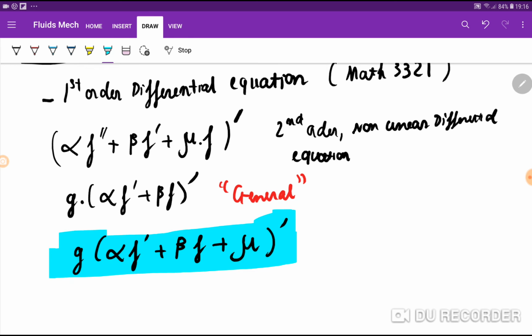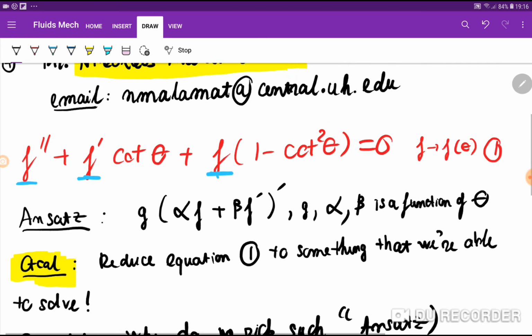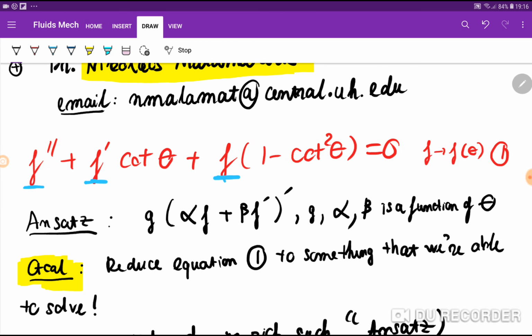mu will be redundant because it should not be there, because you have to have a function of f. Look at equation 1 closely. You want to construct something similar to 1, right? So you look, they only have f prime prime times something, f prime times something, f times something.